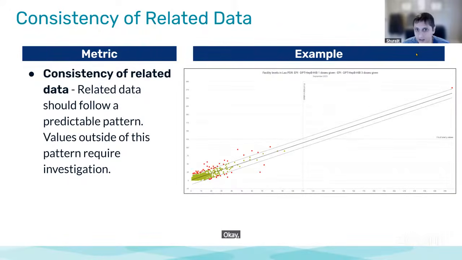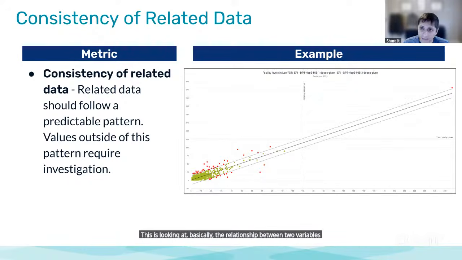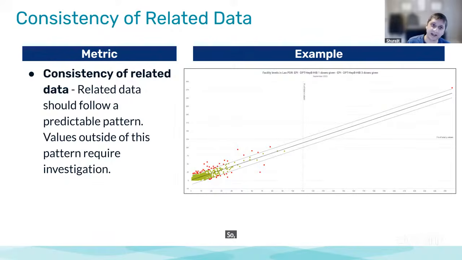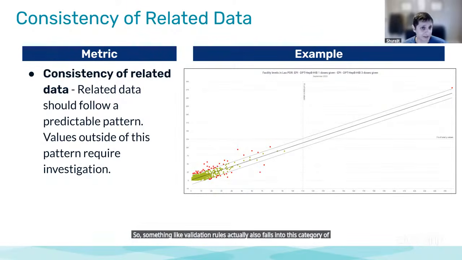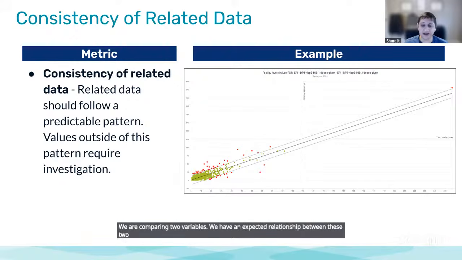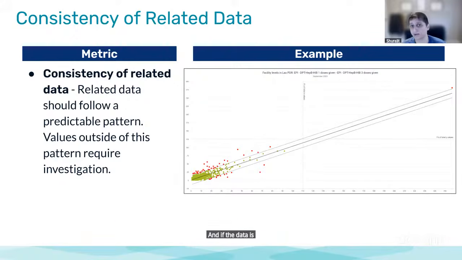We have a number of other metrics that are also present. So consistency of related data. This looks at the relationship between two variables where we think there should be an established pattern. Something like validation rules also falls into this category. We are comparing two variables, we have an expected relationship between them, and if the data is outside of that relationship, it might warrant some investigation.